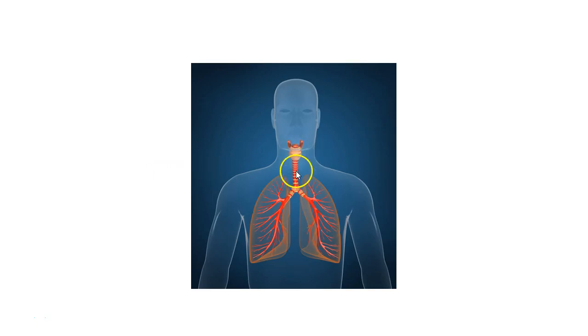If I point at the trachea, say trachea. If I point at either one of these primary bronchi, bronchus is singular, bronchi is plural. That would be a right primary bronchus, left primary bronchus, right lung, left lung. That's it. That's all I'm giving you on respiratory right now. We'll talk about the membranes later.